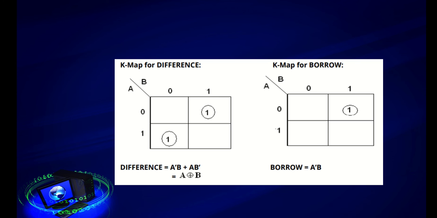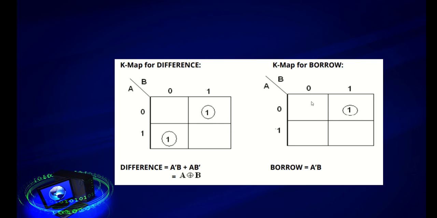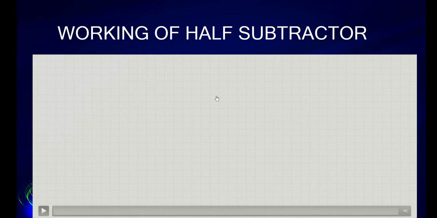K-map for borrow is given here. So this side is A and this side is B. For borrow, we get only one input which produces output as 1. So 0, 1 only gives output as 1. So the Boolean expression we get is borrow is equal to A'B. So let's see the working of the half subtractor.